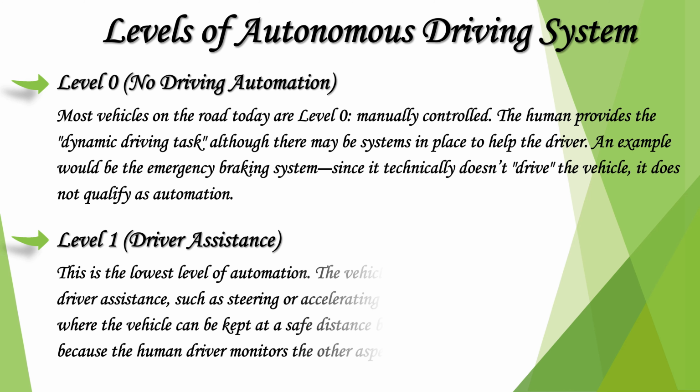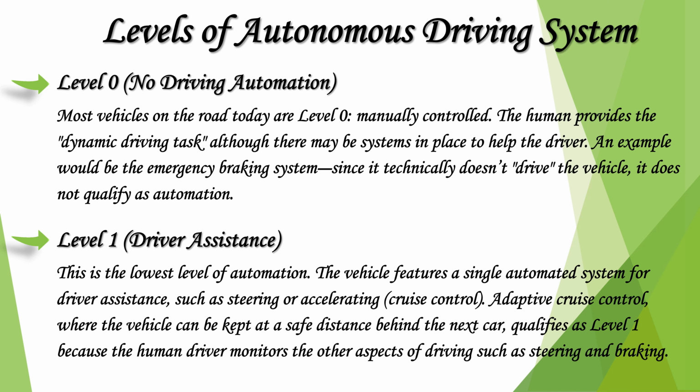Level 1 is driver assistance. This is the lowest level of automation. The vehicle features a single automated system for driver assistance, such as steering or accelerating. Adaptive cruise control, where the vehicle can be kept at a safe distance behind the next car, qualifies as Level 1 because the human driver monitors the other aspects of driving such as steering and braking.